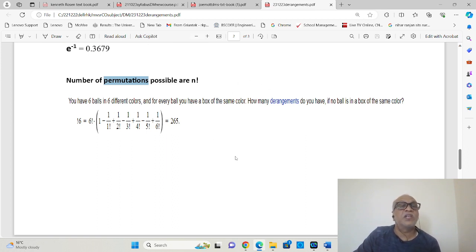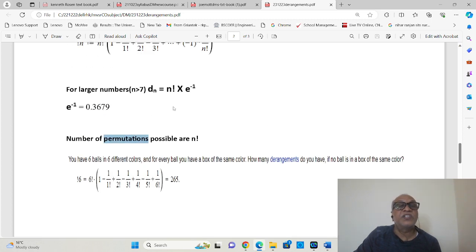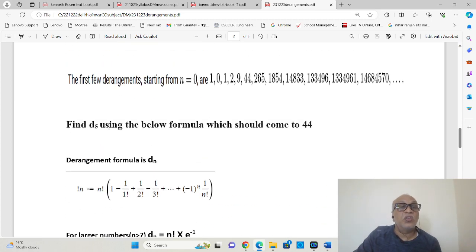Now let us look at one example. There are 6 balls. Each ball is of a different color. And there are 6 boxes, again of matching colors. Each ball has one color, and each box has one color, like that. Now, how many derangements do you have if no ball is in a box of the same color? So it means you are looking at 6. So you have to find out D6 actually, just as you have Dn or D5.